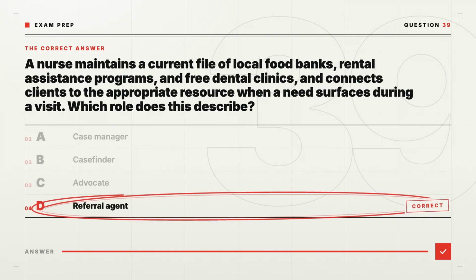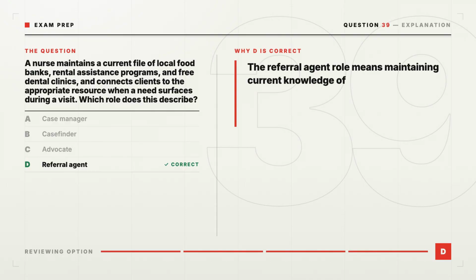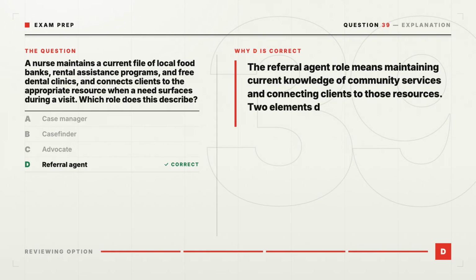The correct answer is D. Referral agent. D is correct because the referral agent role means maintaining current knowledge of community services and connecting clients to those resources. Two elements define it, and the STEM supplies both: the up-to-date knowledge base and the act of linking. Keeping the file current is what makes the referral useful rather than aspirational.